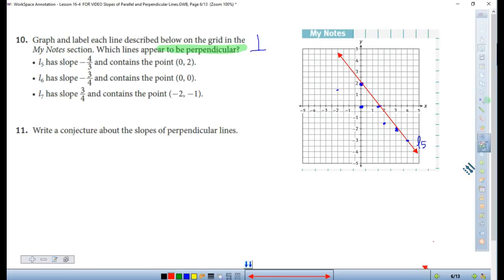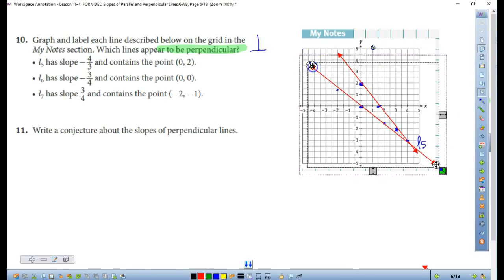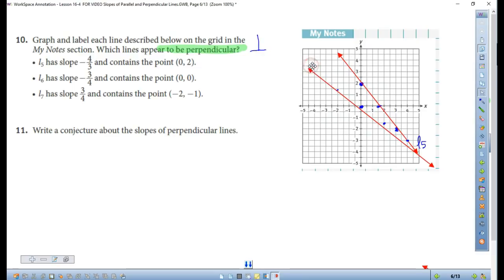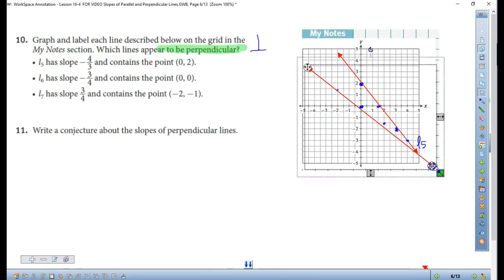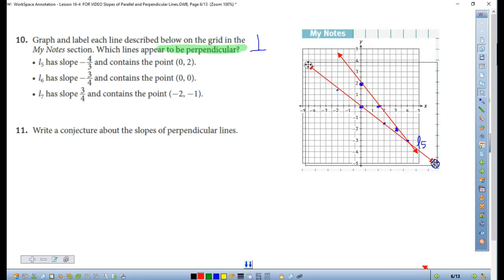Dropped my pen there. Didn't do too great, but I can move mine. It's a nice tool here. All right. Getting there. Close. We'll call that close enough.